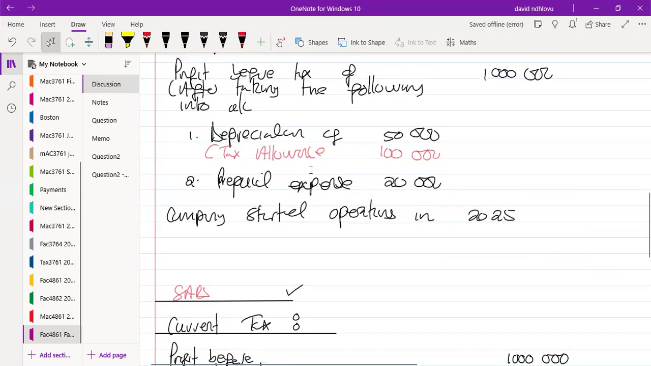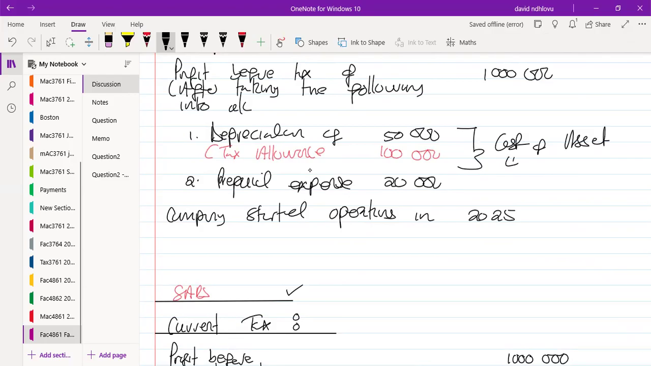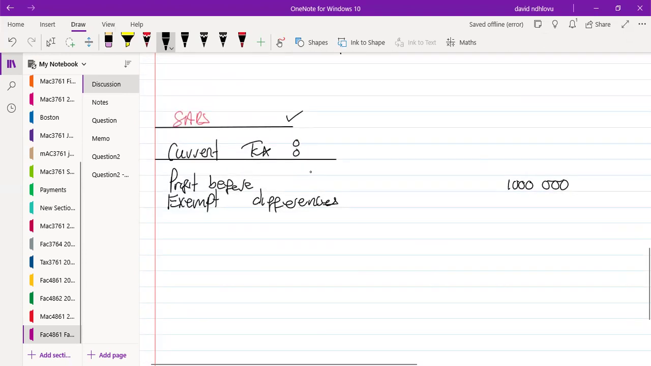Right, let me add here the cost of the asset that is being depreciated. Let's say the cost of the asset is 400,000 rand. The original cost was 400,000 rand. Right, the exempt differences, we have none. Then we have the temporary differences.